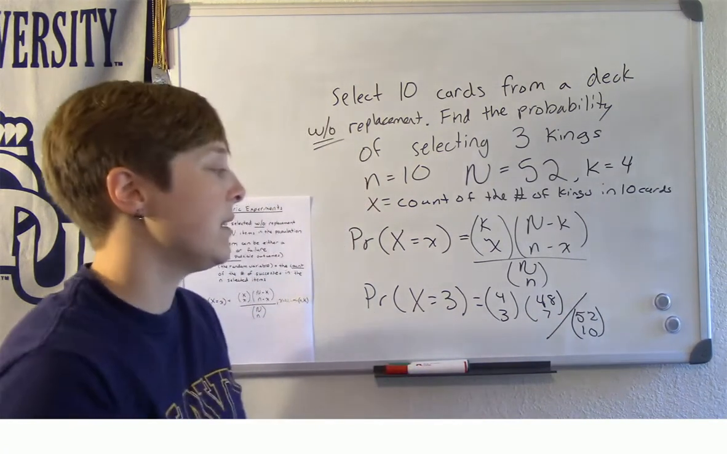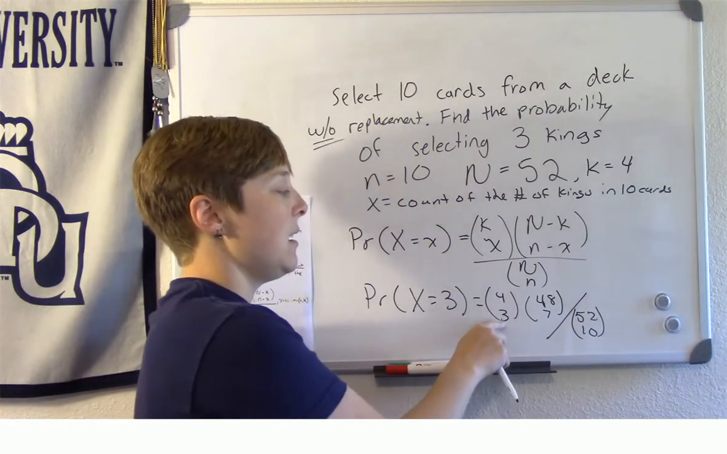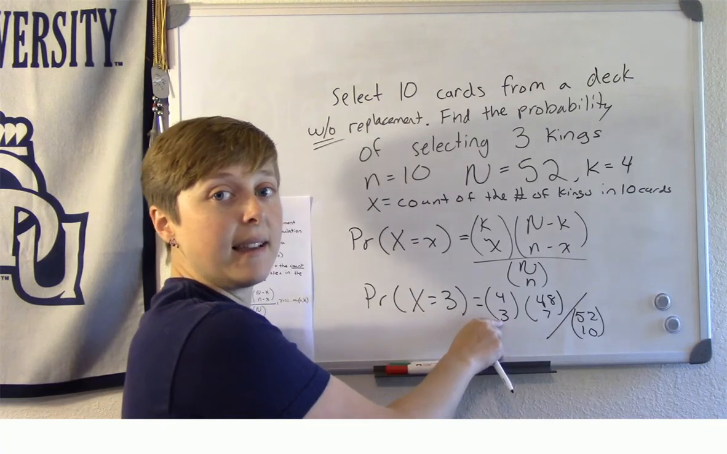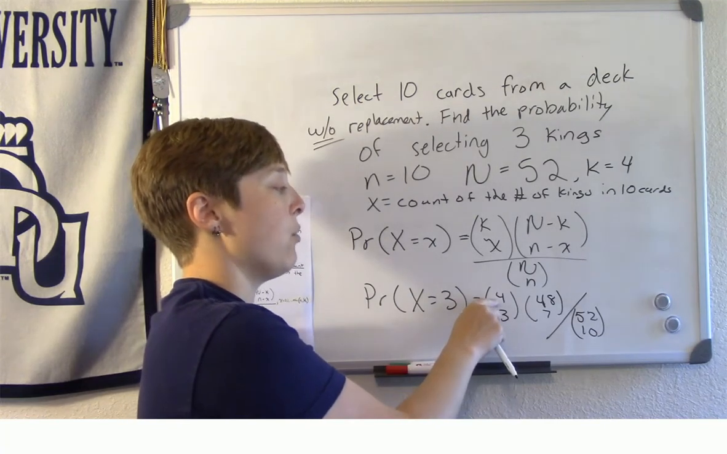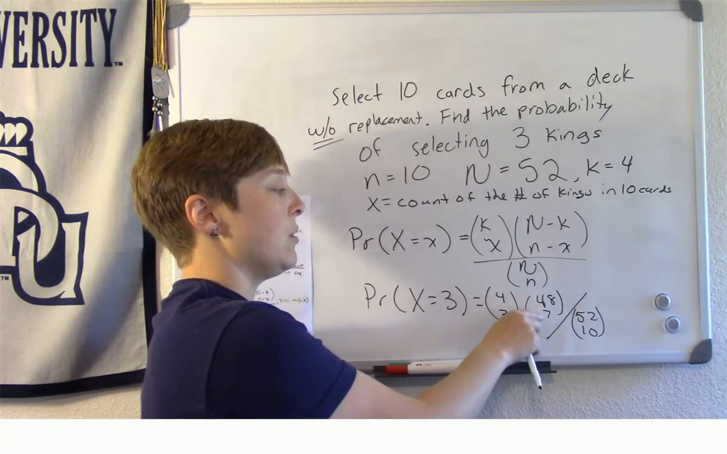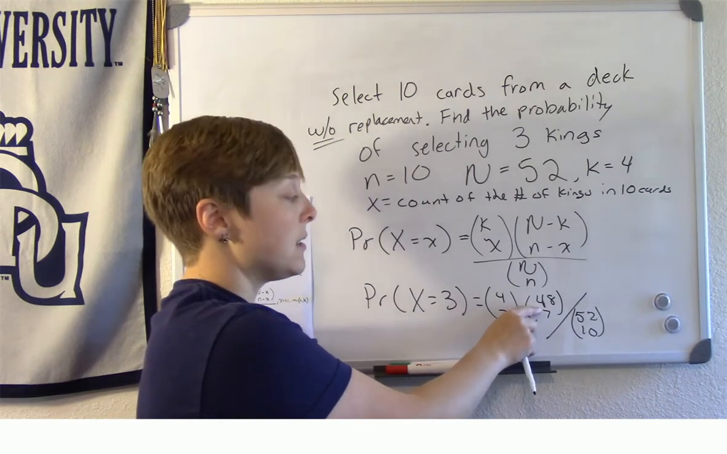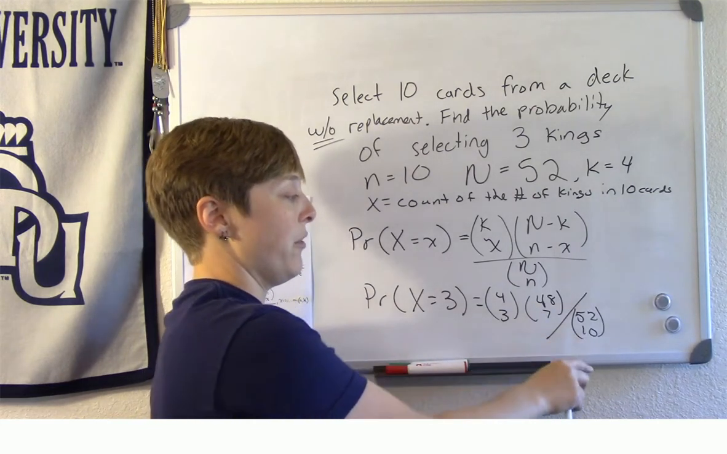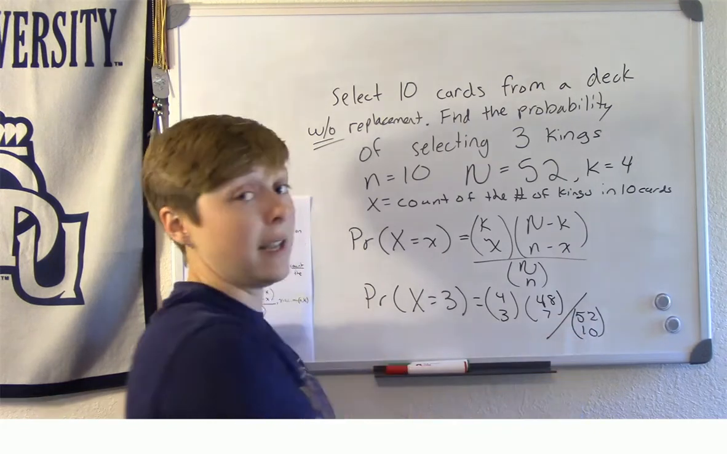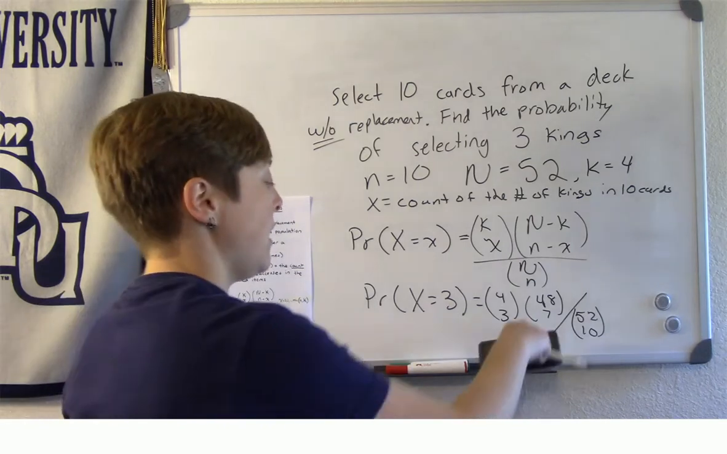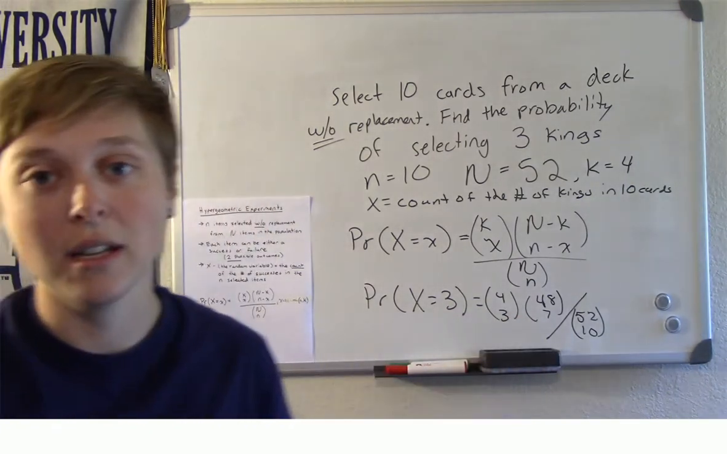Okay, what's going on here? This is the number of ways you could have chosen the 3 kings that you got from the 4 possible. This is the number of ways you could have chosen 7 cards that are not kings from the remaining cards. And this is the total number of ways, divided by the total number of ways you could have selected 10 cards from your entire population. Okay? All right, so that's the hypergeometric experiment.